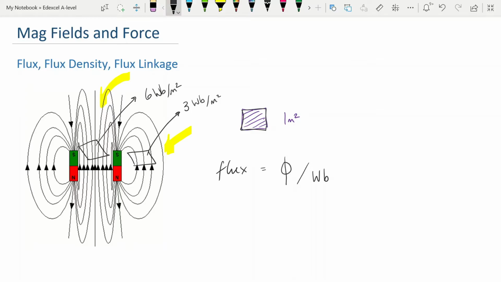Now the Webers per meter squared is given a name. It is called the Tesla, capital T. So that's the unit of magnetic flux density, and it's basically telling us the strength of the field. We've met this before. We know that stronger fields are represented by more closely packed lines. So we've been talking about this since GCSE and in electric fields when we drew electric field diagrams. But here we've got an actual unit that we're going to use for the flux, the field lines, and a unit that we're going to use for the flux density.